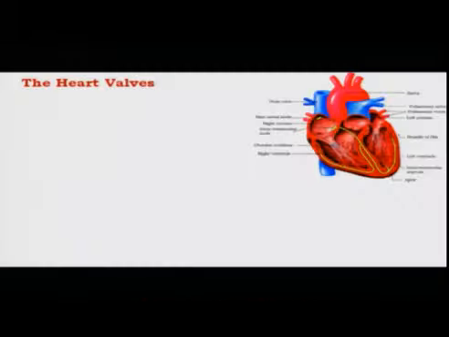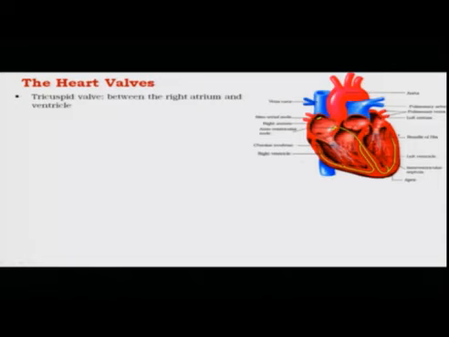So, where are these valves located? There are two valves located between the atria and the ventricles. They are known as the atrioventricular valves, and their names are tricuspid and bicuspid valves. First we will talk about the tricuspid valve. The tricuspid valve is located between the right atrium and the right ventricle, and if I draw it, it will look something like this.